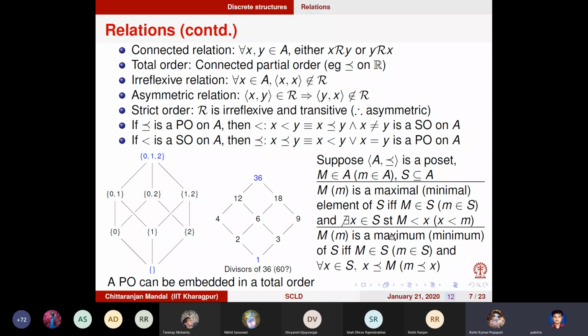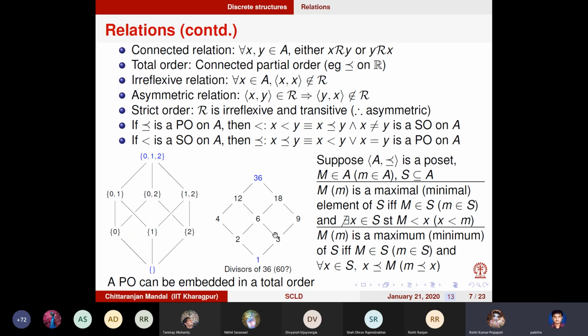Whereas the maximum is also an element of the subset, but every other element of the subset is less than or equal to M. Notice the difference. In maximal, we are considering the corresponding strict order, M less than X. Whereas in the maximum, we are considering the partial order, X less than or equal to M.